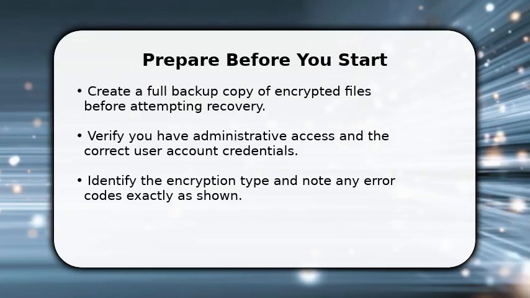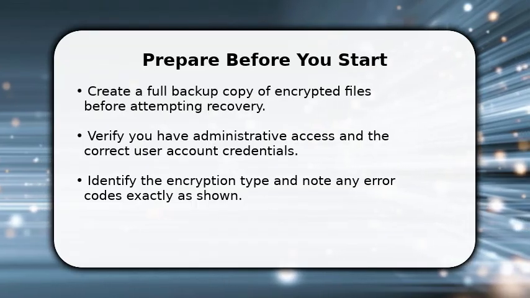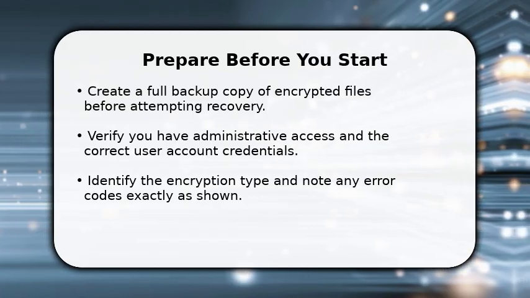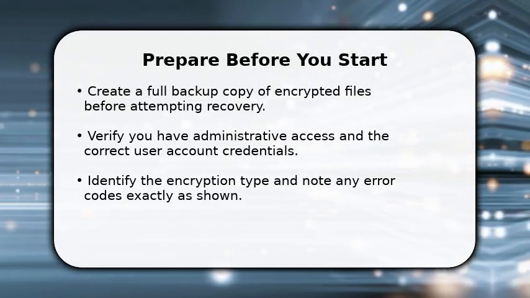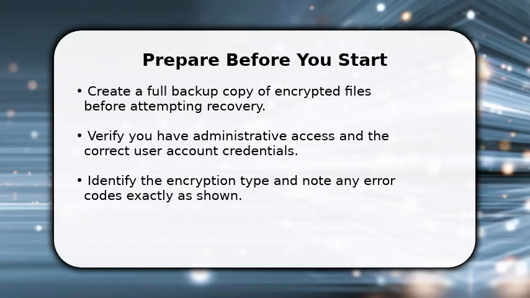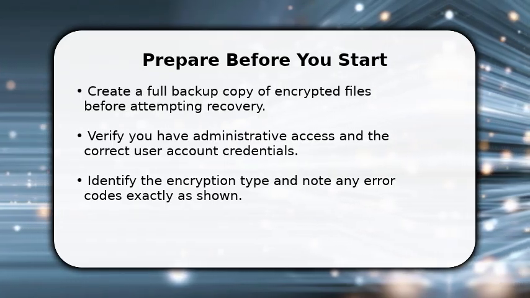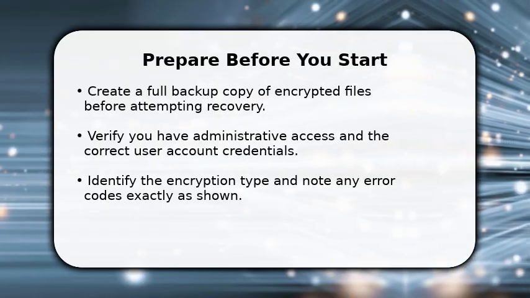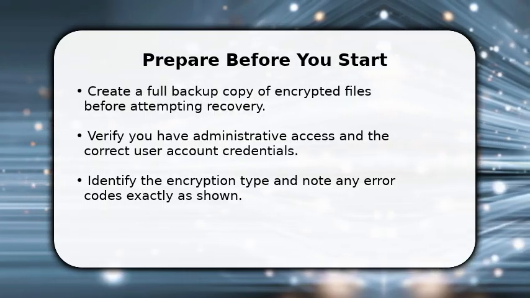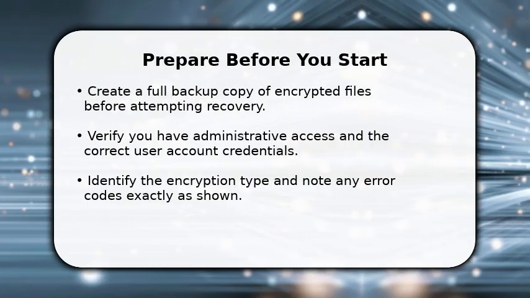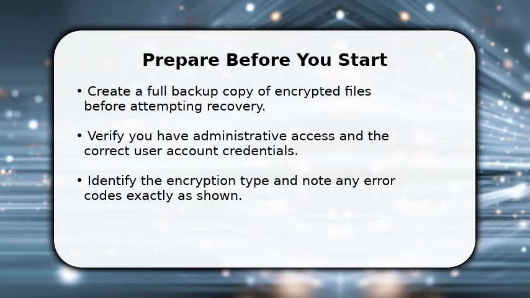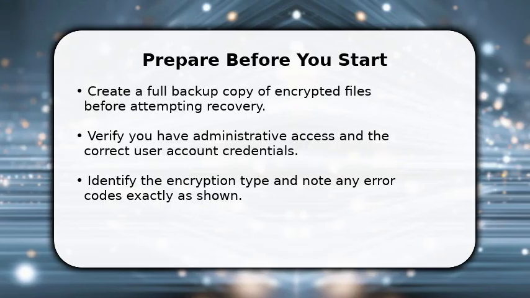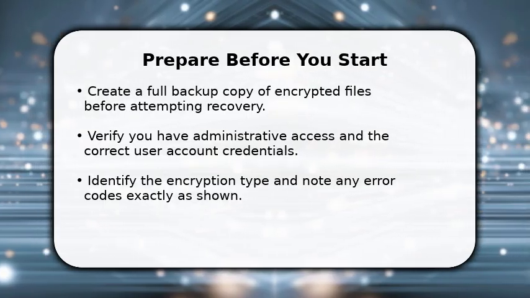Start by creating a full backup copy of the encrypted files to a separate drive. Keep the originals untouched to avoid accidental data loss. Verify you have administrative access and the correct user account credentials for the device. Check file properties and note any visible encryption type or exact error codes. Gather any passwords, recovery keys, or Form 1099 style identifiers linked to your account. This preparation reduces risk and preserves options for automated tools or professional recovery services.